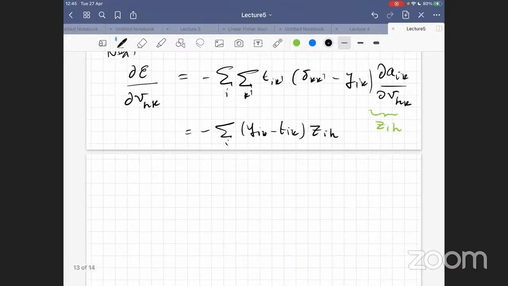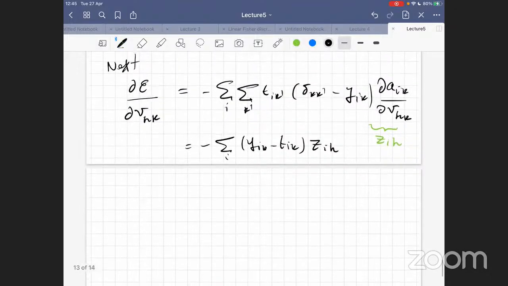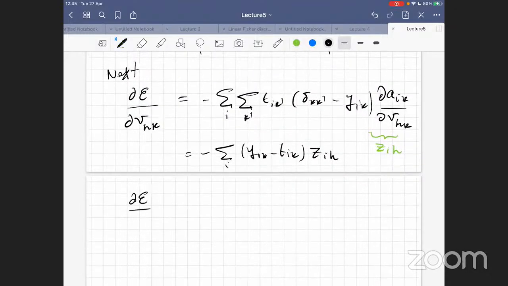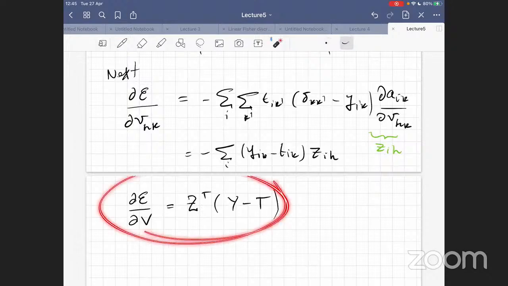which can be, so then I can say that in a compact form, the derivative of the cost function, this cross entropy, with respect to the full matrix V, by looking at the expression above, is just this: Z transpose times (Y minus T), right? And this is also something that we will use tomorrow.